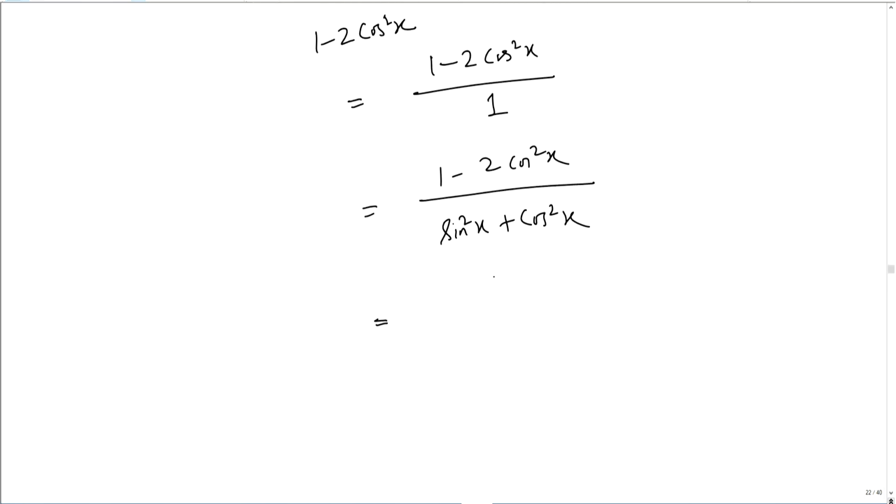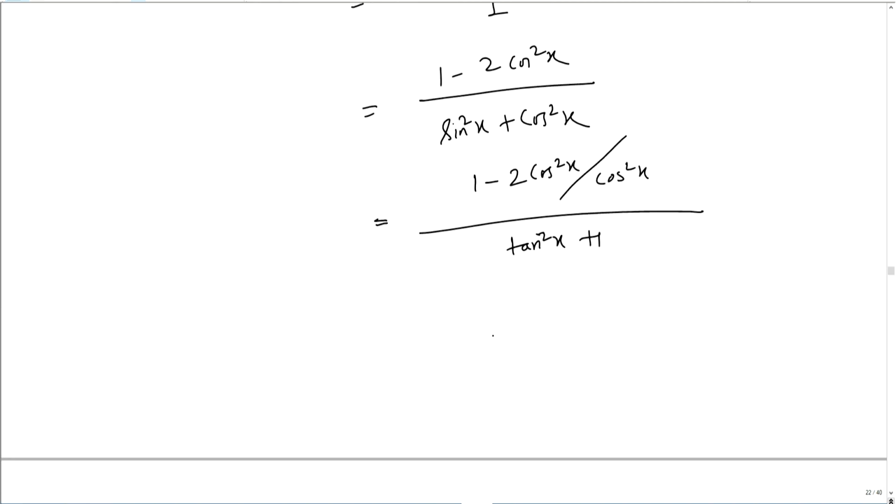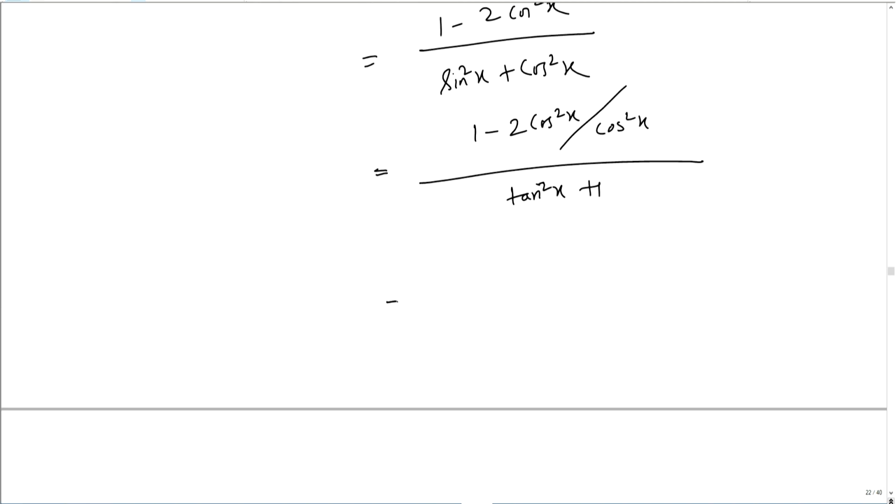If you divide this entire thing by cos square x, in the numerator you will get 1 minus 2 cos square x by cos square x. In the denominator you will get sin square x by cos square x, tan square x, plus 1. So, we have got the desired denominator, which is tan square x plus 1. The numerator needs some work here. It looks something like this: it is 1 by cos square x minus 2. The denominator remains 1 plus tan square x.